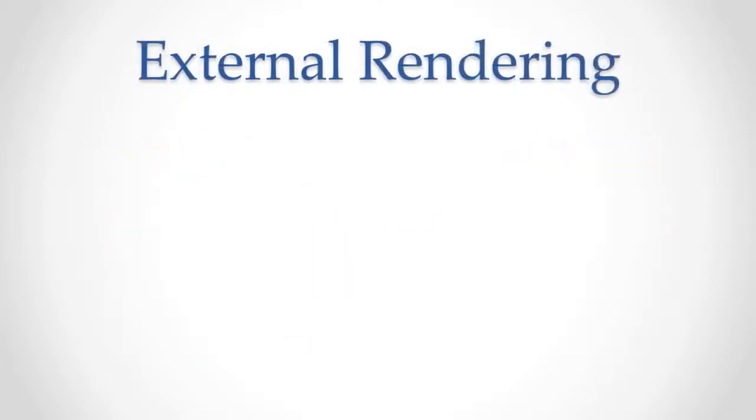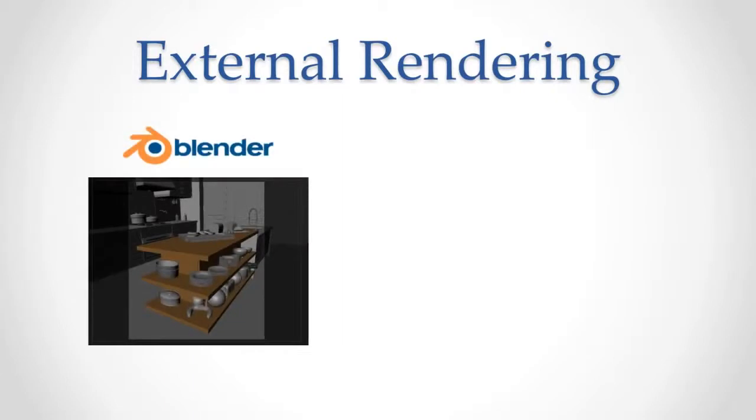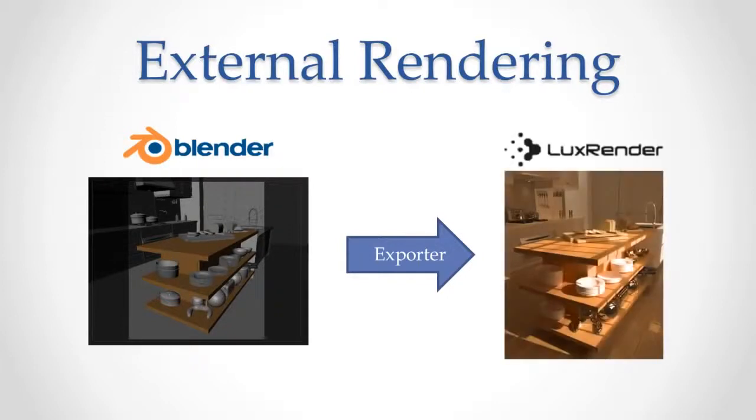Now, external rendering is very similar, except you're modeling as you would normally in Blender, so you're applying materials, lighting, and things like that. However, you don't hit F12. You use what's called an exporter. That's a script which basically fires off that scene and the instructions to a separate rendering program, which uses its own algorithm for calculating light and materials to give a different result. So that's what we're going to be doing in this tutorial.